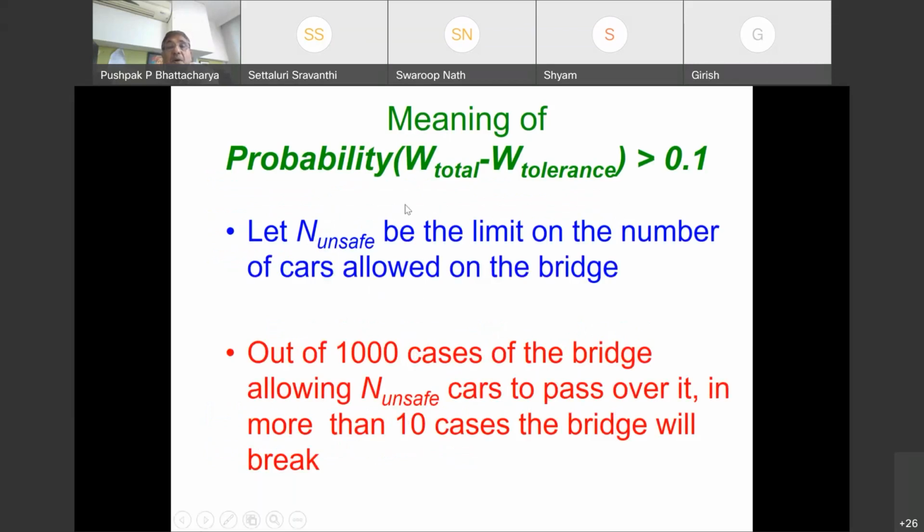Now, what is the meaning of the inequality? Probability of W total minus W tolerance should be greater than 0.1. What is the meaning of this particular statement? Let us suppose n unsafe is the limit on the number of cars allowed on the bridge. If you add one more car to n unsafe, then there will be damage to the bridge. So the meaning of this inequality would be this: out of 1,000 cases of the bridge allowing n unsafe cars to pass over it, in more than 100 cases, the bridge will break.